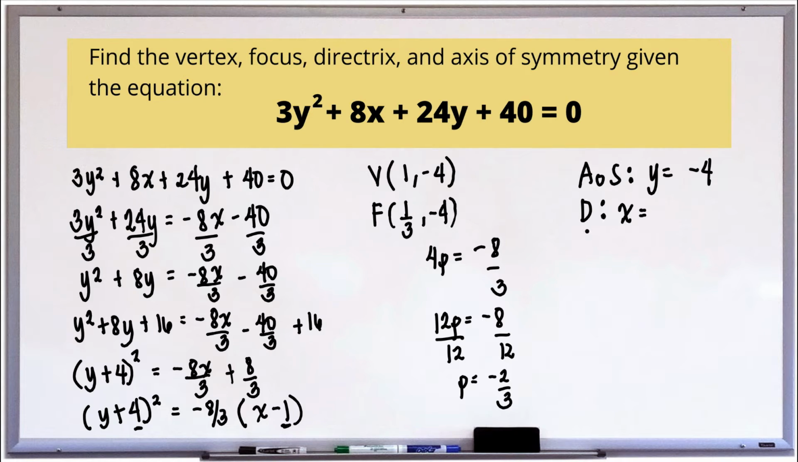As for the directrix, it follows the equation with respect to the variable not squared. Hence, it is x equals the x-coordinate of the vertex 1 minus negative 2/3 or 5 over 3. And that's it.